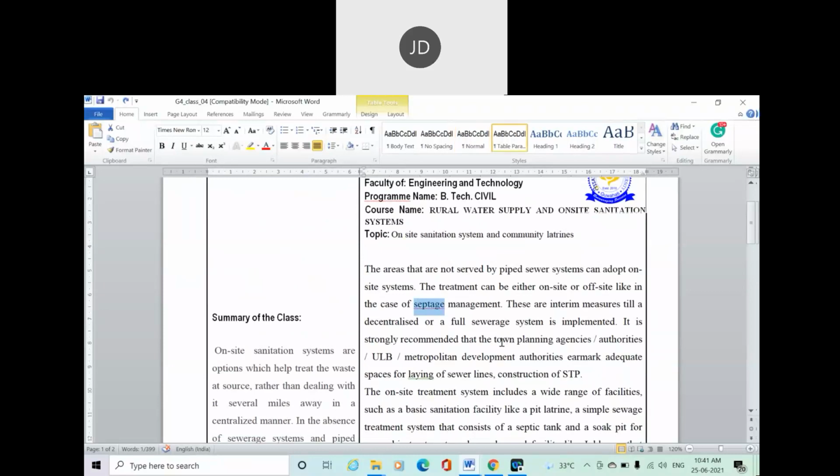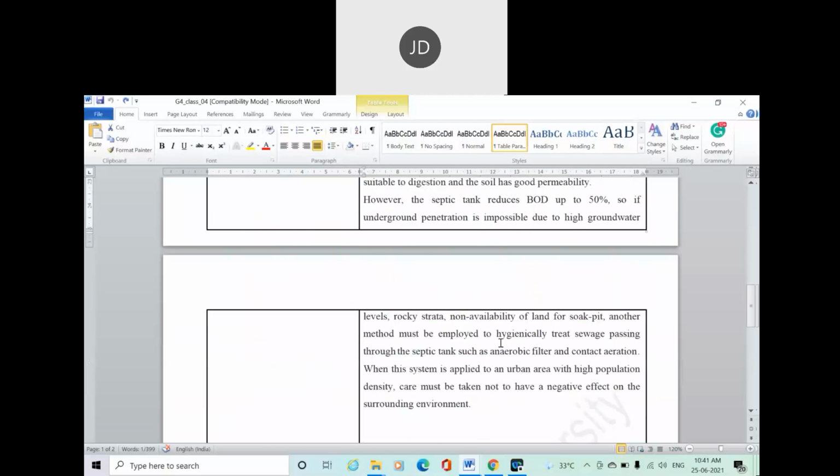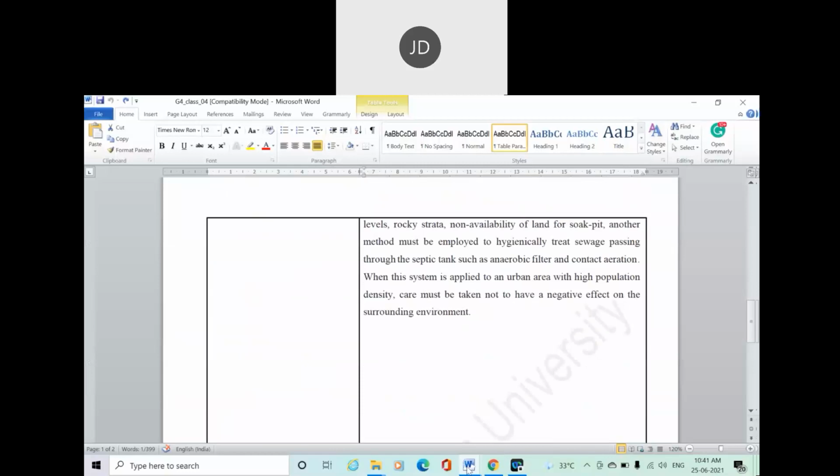Okay, the wastewater coming out from the septic tank can be connected to the common drainage system. If there is a centralized drainage system provided, then you can also connect that wastewater to the drainage system if the provision is there. So basically, this is all about your septic tank.